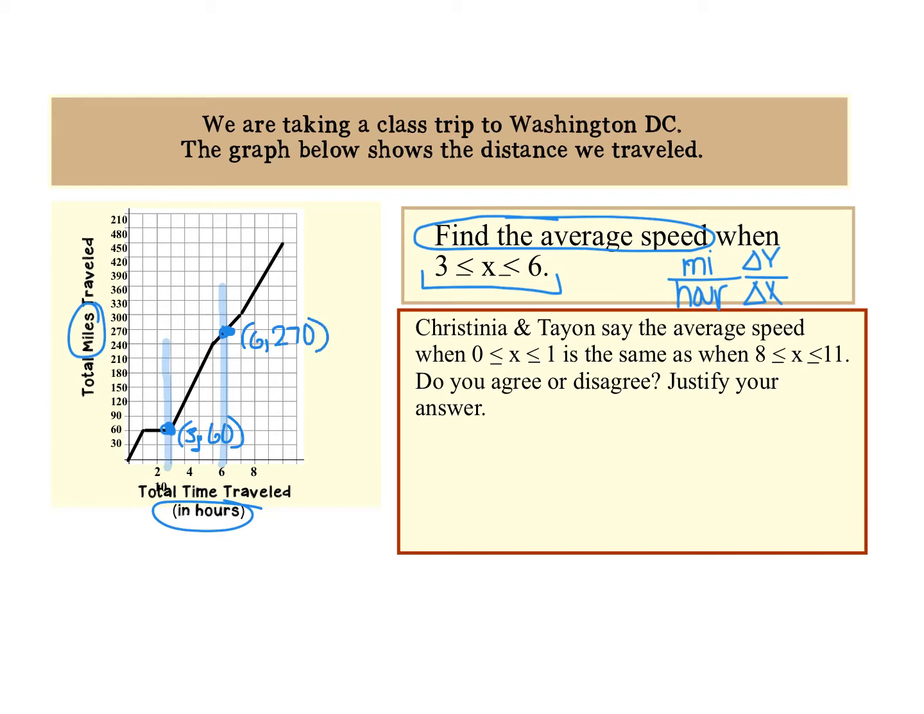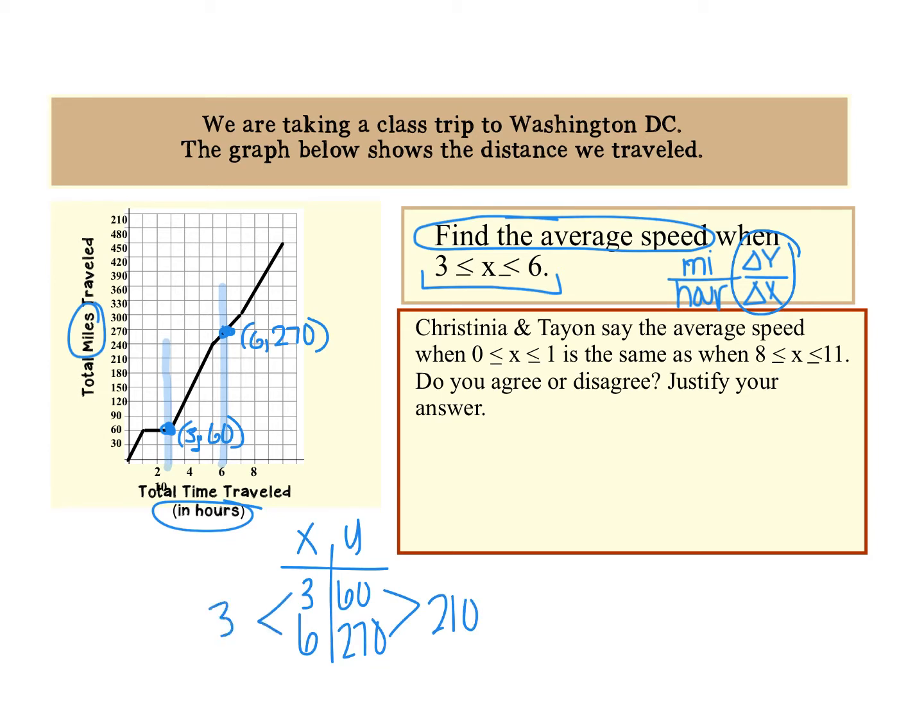So I want to know what's the average speed. So how far did I go divided by how long did it take me, or change in y over change in x. So when I think about it, I like to do a table. So I have the point (3, 60) and the point (6, 270). So if I go from 60 to 270, I went 210 miles over the course of 3 hours. So change in y over change in x gives me 70 over 1, or 70 miles every 1 hour. So my average speed, I was going about 70 miles per hour.